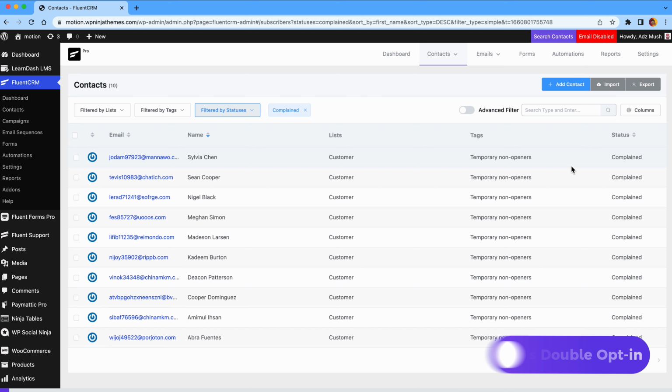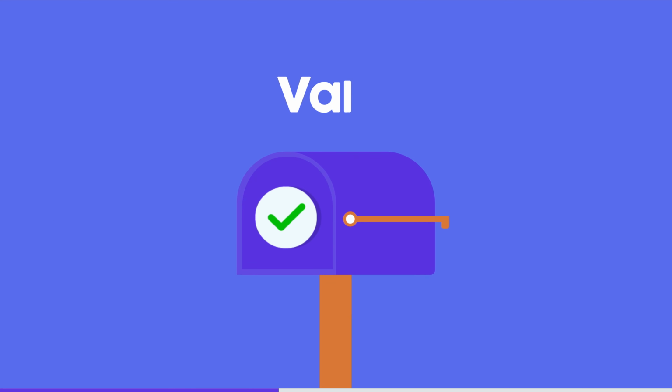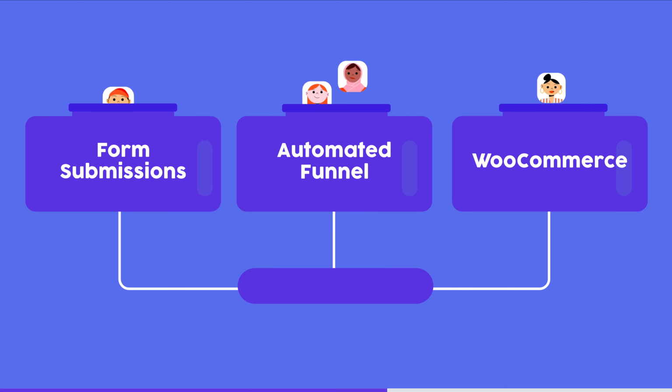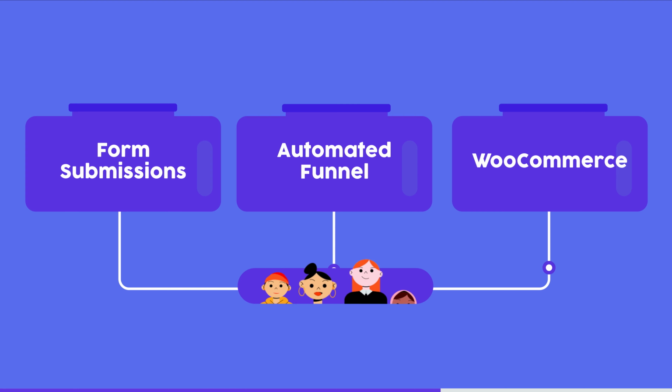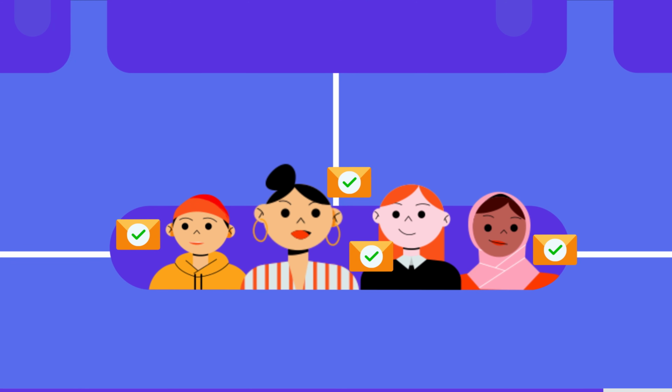Now, let's talk about the double opt-in feature of FluentCRM. It acts as an extra layer of confirmation. This ensures that the emails are collected with the user's consent, are valid and not spam. If this feature is enabled, contacts via form submission, automated funnel, or by selecting the WooCommerce subscription checkbox will automatically get a double opt-in email to confirm their subscription.